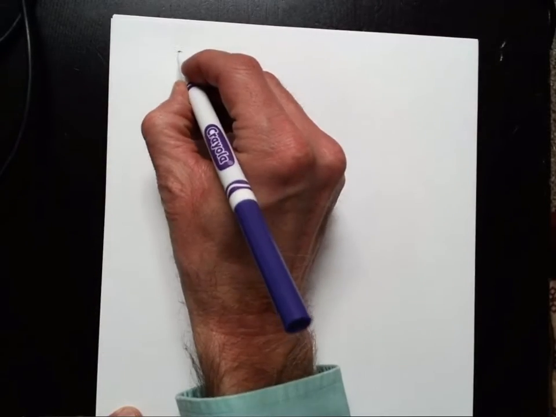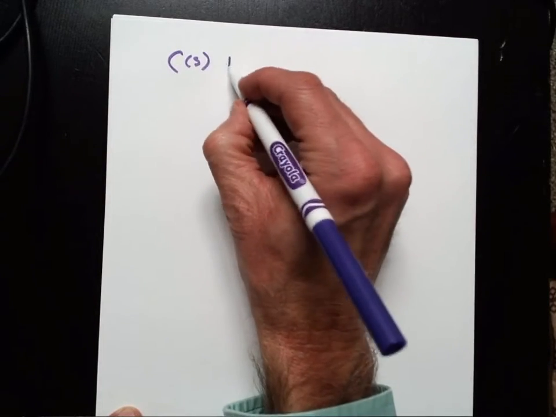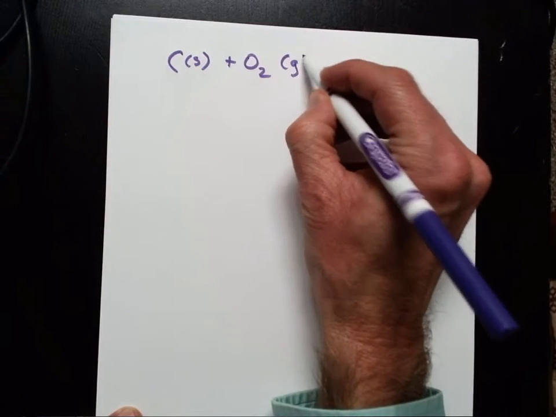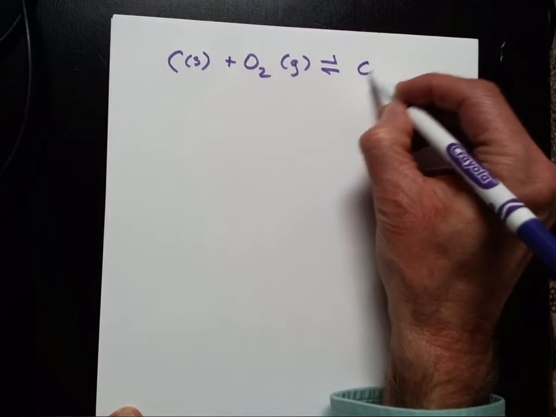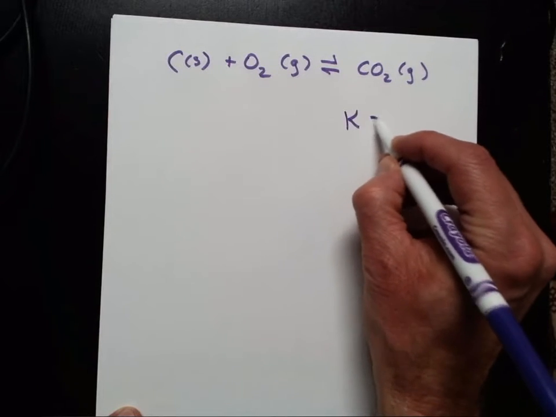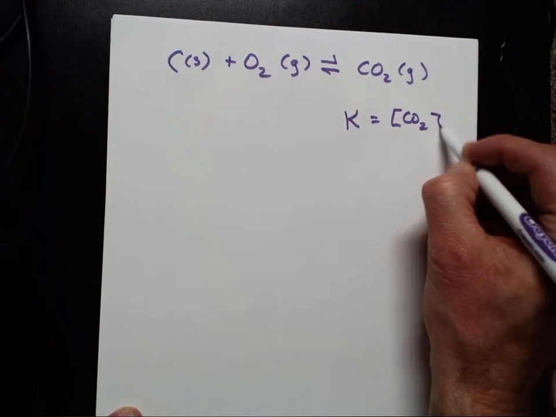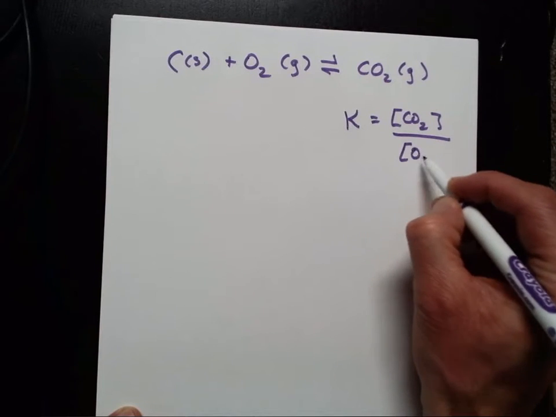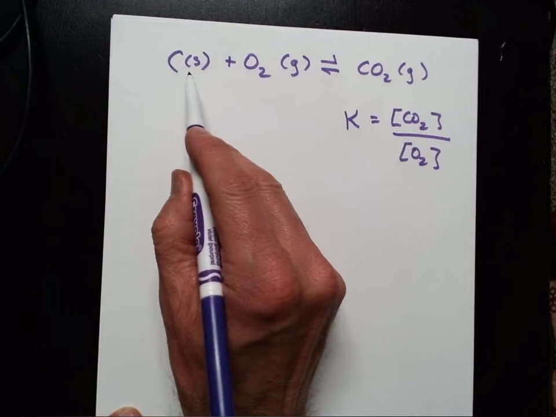We are going to start on slide 15 of the chapter 16 PowerPoint. We're going to learn how to mathematically manipulate equilibrium constant expressions. So we'll start with this simple equation: solid carbon plus oxygen gas reacts reversibly to form carbon dioxide gas. And if we were to write the equilibrium constant expression for this, we'd note that the equilibrium constant would be the concentration of CO2 divided by the concentration of O2, and we wouldn't include carbon in there because carbon's a solid.